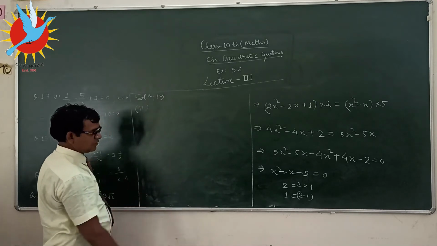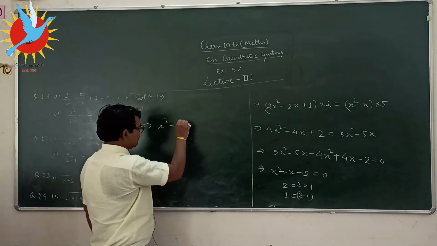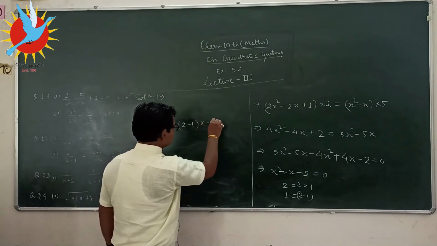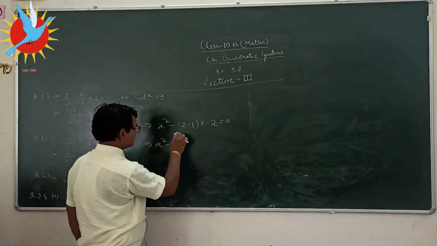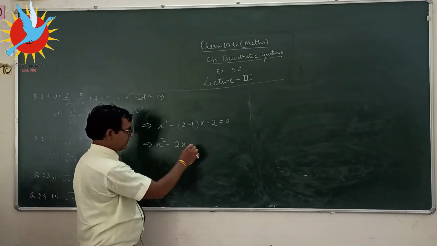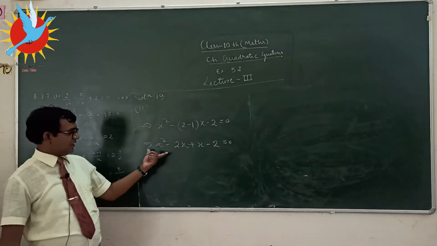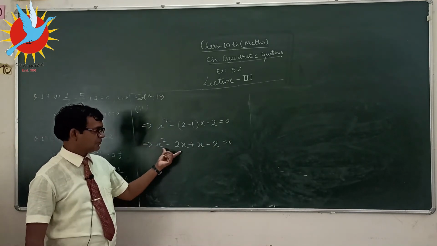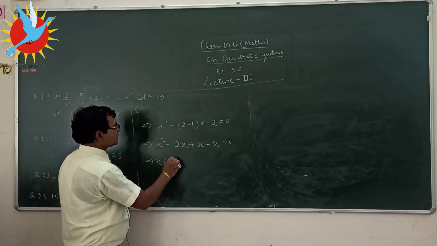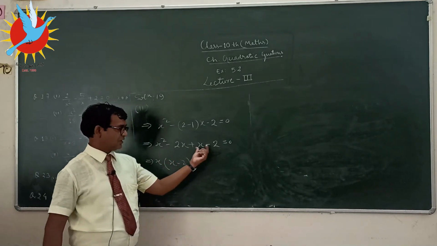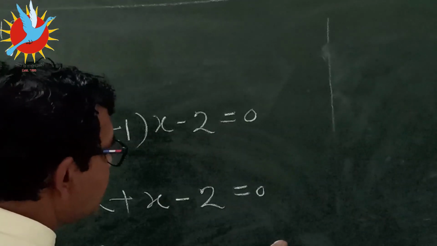At the place of the coefficient of the middle term, we have x square minus (2 minus 1) into x minus 2 equal to 0. X square minus 2x, this minus minus becomes plus x minus 2 equal to 0. Now seek common in the first two terms, we have x common, and in the next two terms, there is no common other than 1, so 1 would be common, and we have x minus 2 equal to 0.